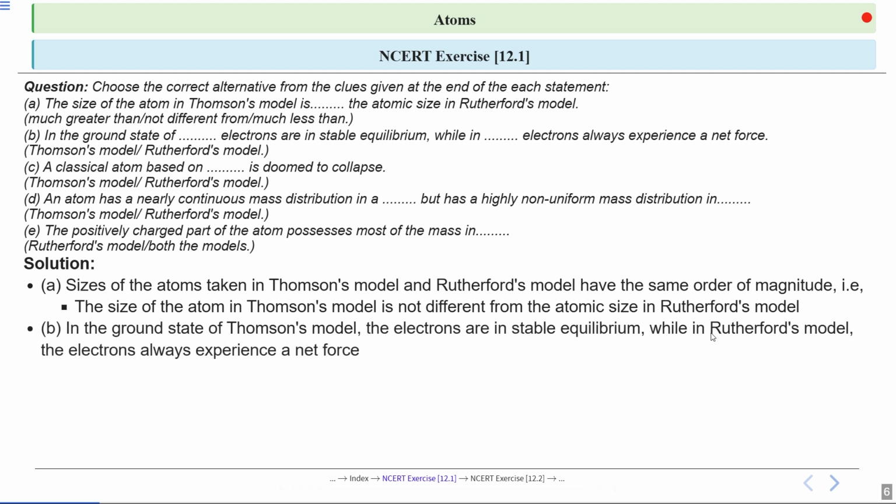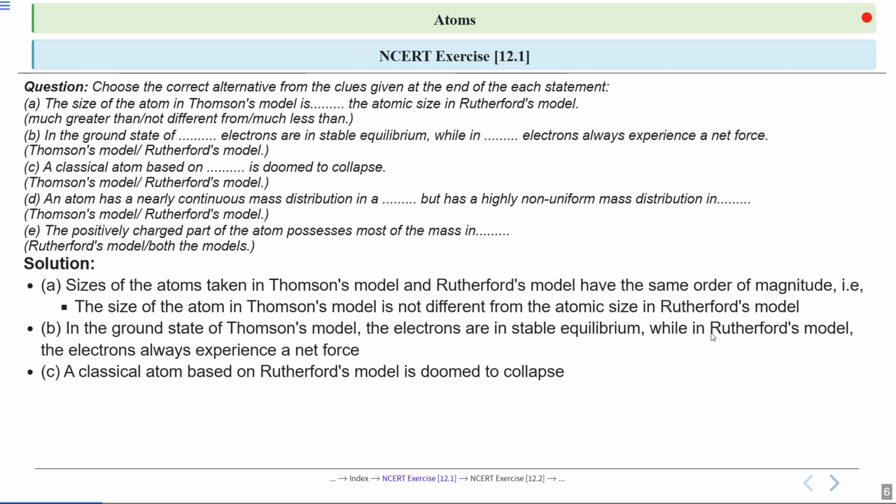Now let's look at part B. In Thomson's model, electrons are embedded in a sphere of positive charge and are in stable equilibrium. They don't move unless disturbed. But in Rutherford's model, electrons orbit the nucleus and always feel a net force pulling them towards the center. This is a key difference in how each model explains electron behavior.